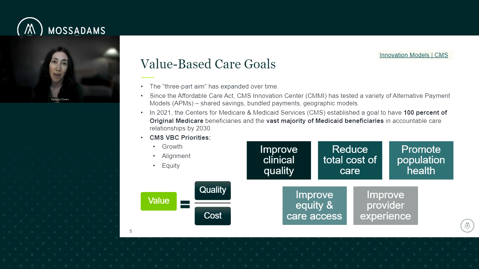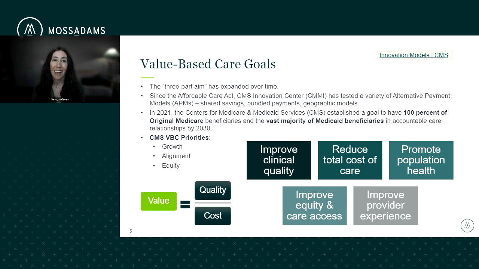If it can do both of them, even better. And what you'll see with all of these models is that they include both cost and quality incentives. So there's quality measures you report on, there's cost and quality outcomes that are being rewarded. It used to be called the three-part aim, or some people say the triple aim, to improve clinical quality, reduce the total cost of care, and promote population health. That's keeping everybody healthy proactively.